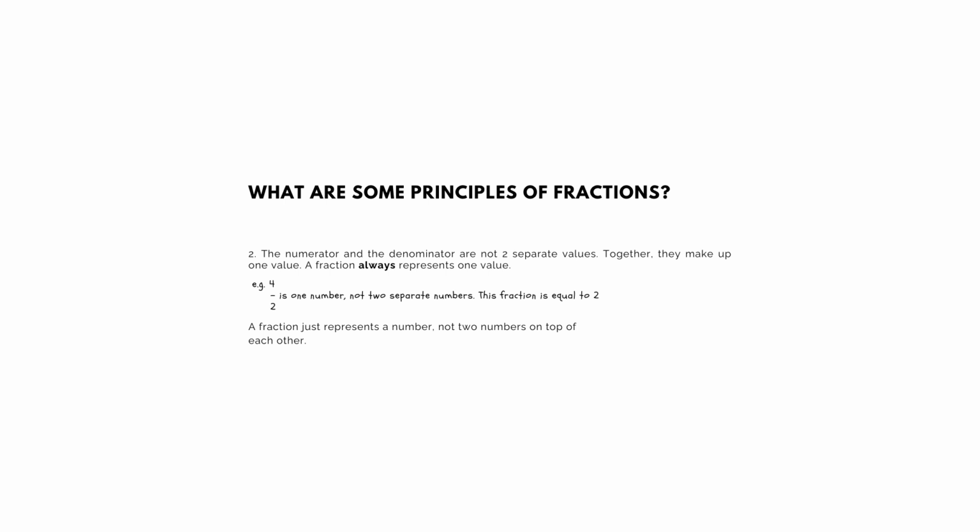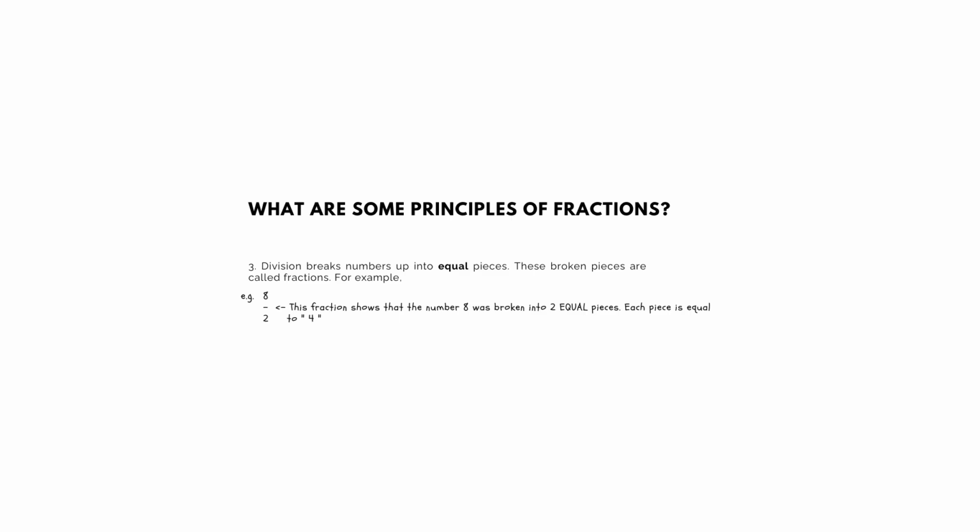Something else that's very important to understand is that the numerator and the denominator are not two separate values that are on top of one another. See, the numerator and the denominator make a value. They're not two separate values. A fraction will always represent one value. That is why we can say, for example, 4 out of 2 is equal to 2. See, 4 out of 2 is the same as 2. It just looks different, but actually it's equal to 2. So the numerator and the denominator make one value.